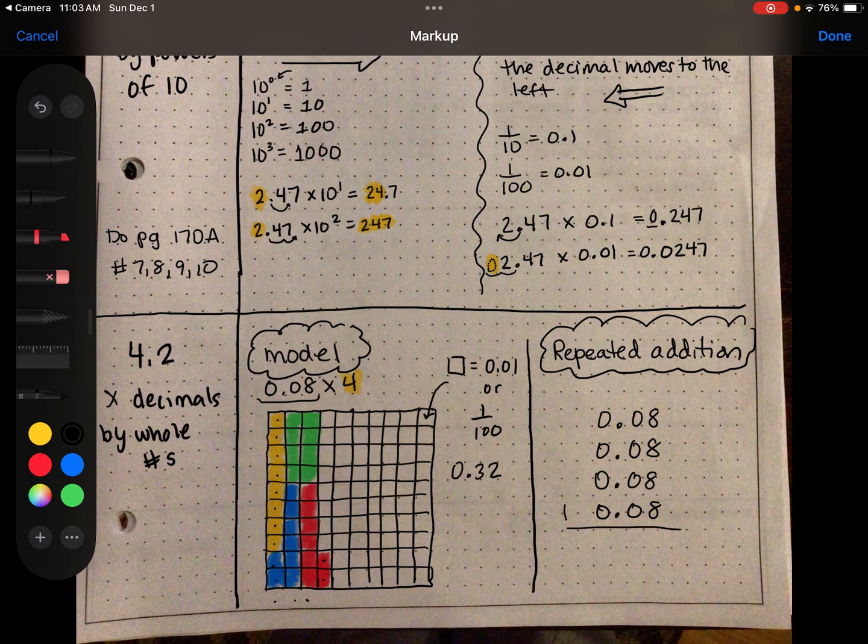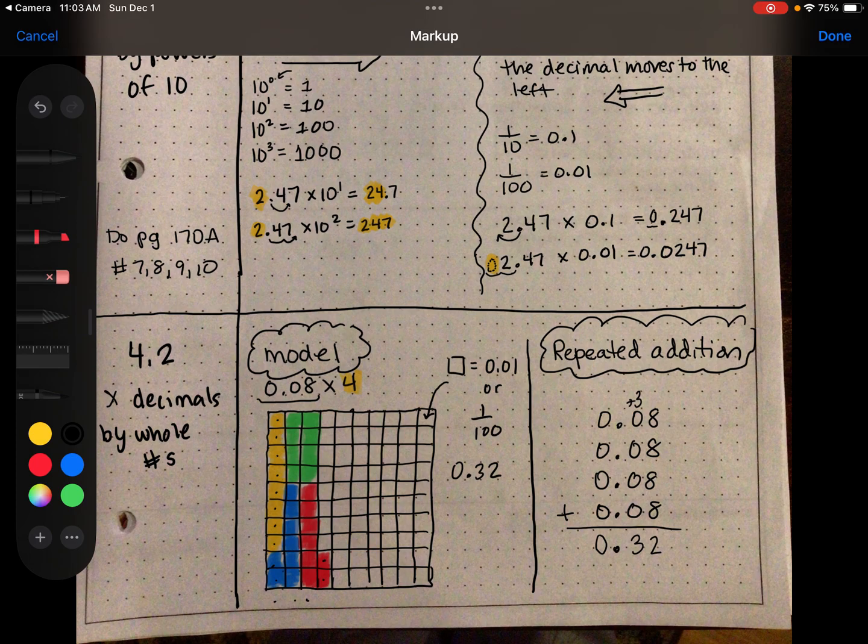If we have 8 hundredths, like this, and we're doing it 4 times, we can list it 4 times and add them together. And we've already done adding decimals, so you just line up your decimal, bring it down, and add like normal. 8 plus 8 is 16, plus 8 more is 24, plus 8 more is 32, so we keep the 2, and carry the 3 up here. 3 plus nothing is 3, and 0 plus nothing is 0.